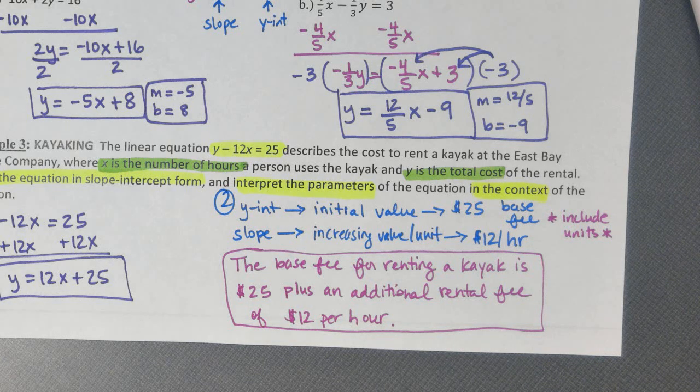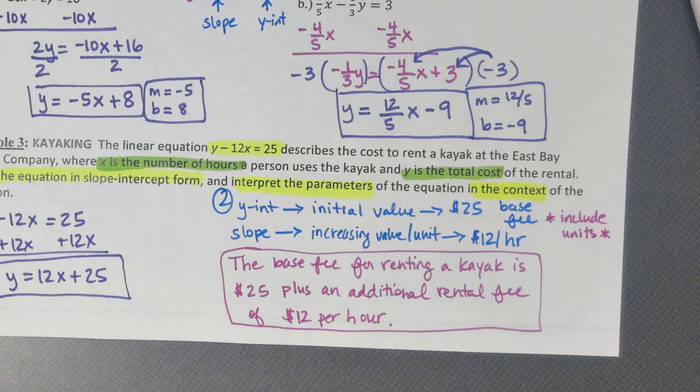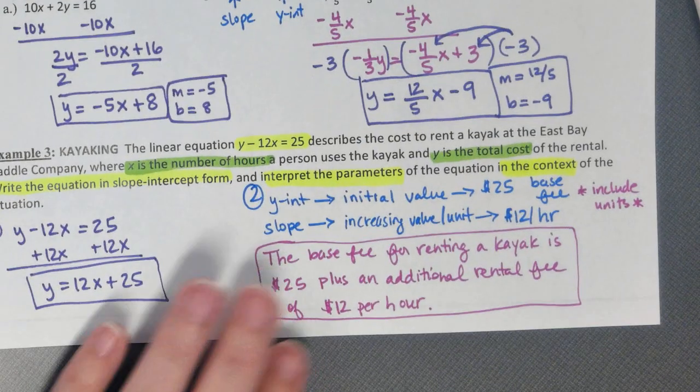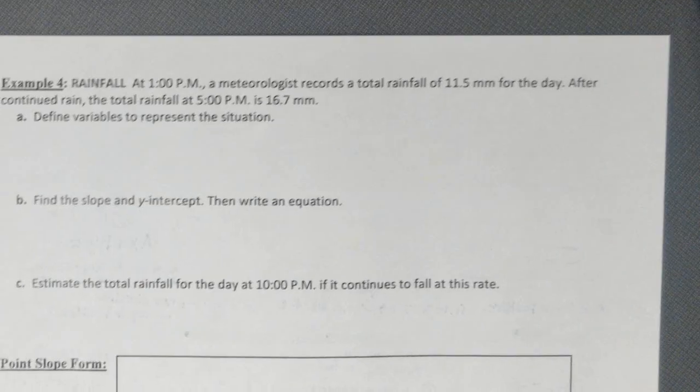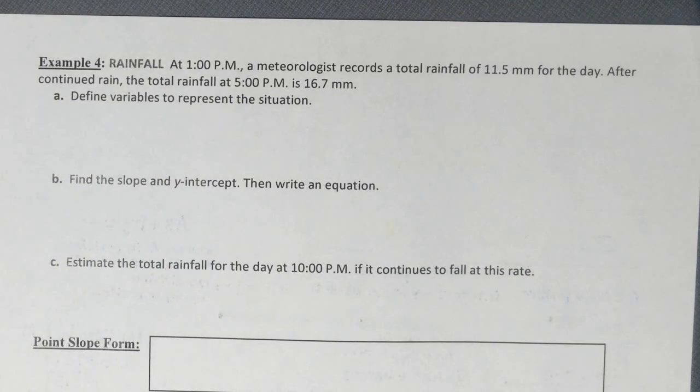All right, so we're going to do another story problem where we're going to think about what our X and Y values are. So at 1 p.m., a meteorologist records a total rainfall of 11.5 millimeters for the day. After continued rain, the total rainfall at 5 p.m. is 16.7 millimeters. So it says define variables to represent that situation.